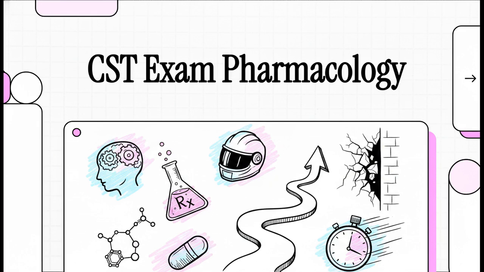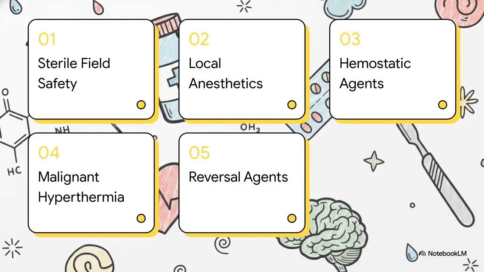We're skipping the fluff, we're crashing straight through the absolute highest yield pharmacology topics, so you are 100% ready for test day, and honestly, more importantly, for day one in the operating room. So here's our battle plan for today. First up, sterile field drug safety. Number 2, local anesthetics and epinephrine. Third, hemostatic agents and anticoagulants. Fourth, the ultimate emergency, malignant hyperthermia. And finally, reversal agents and antidotes.